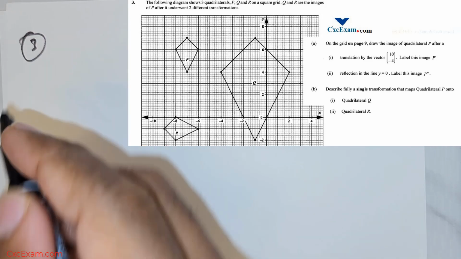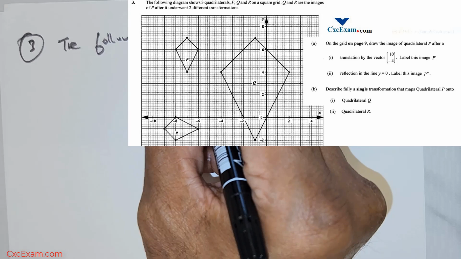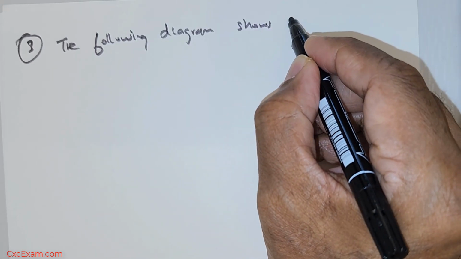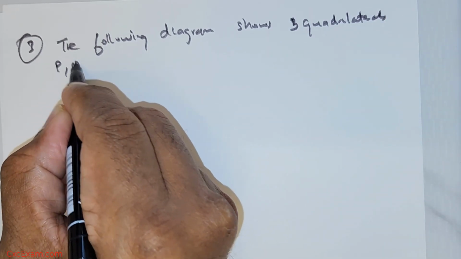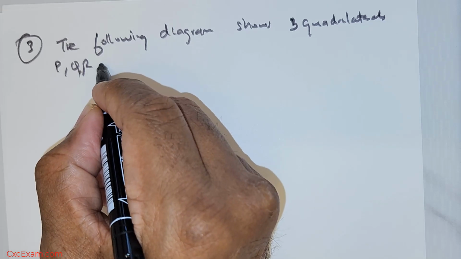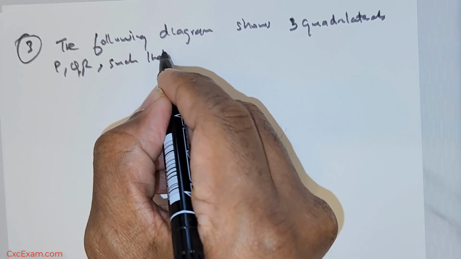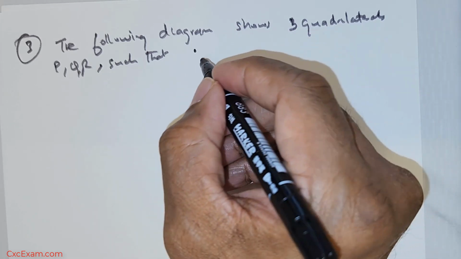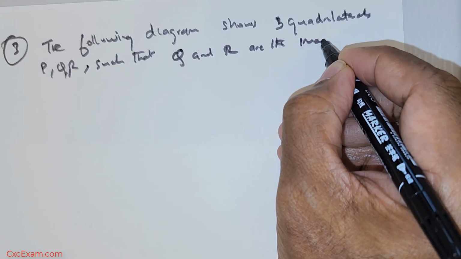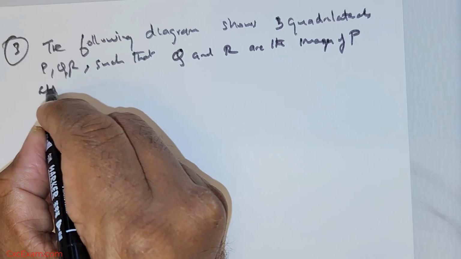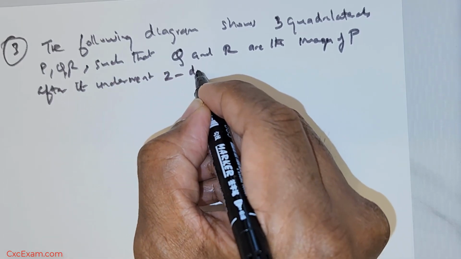Okay, so we have question number 3. The statement is as follows. The following diagram shows 3 quadrilaterals, P, Q, R, such that Q and R are the images of P after it underwent 2 different transformations.